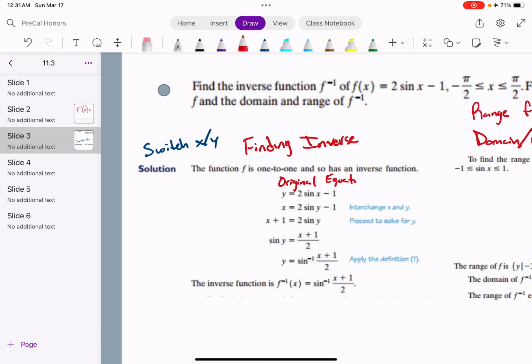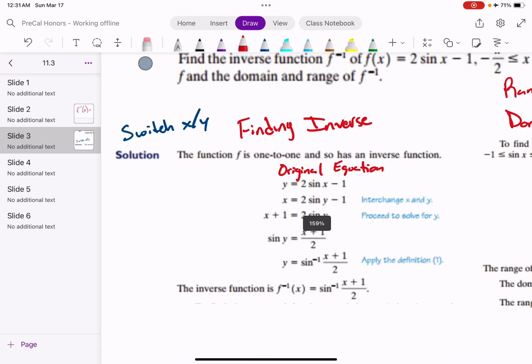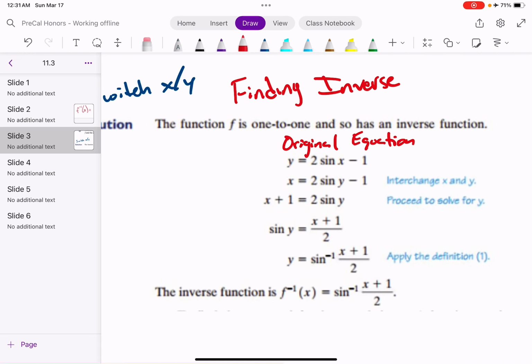Now, our first step is going to be switching the x and y. As you can see, the x comes to the outside as x is equal to 2 sine y minus 1. At this point, we are going to begin moving our terms over to the left-hand side. So we're going to add 1 to both sides. And then we are going to divide by 2 on both sides.